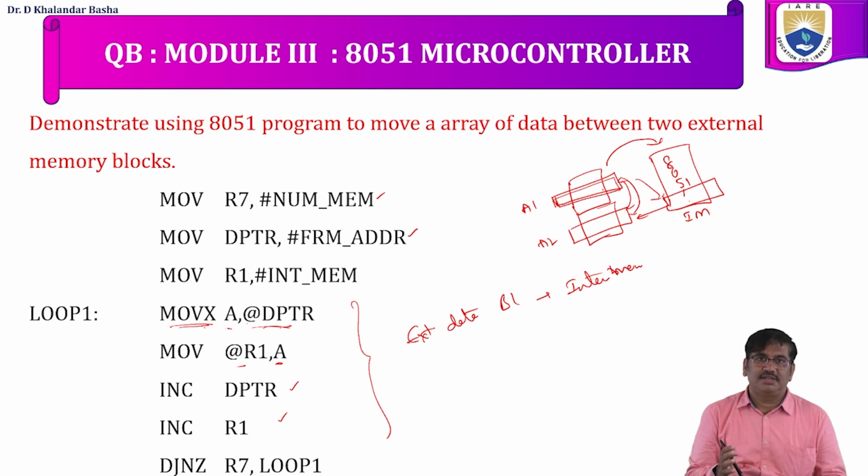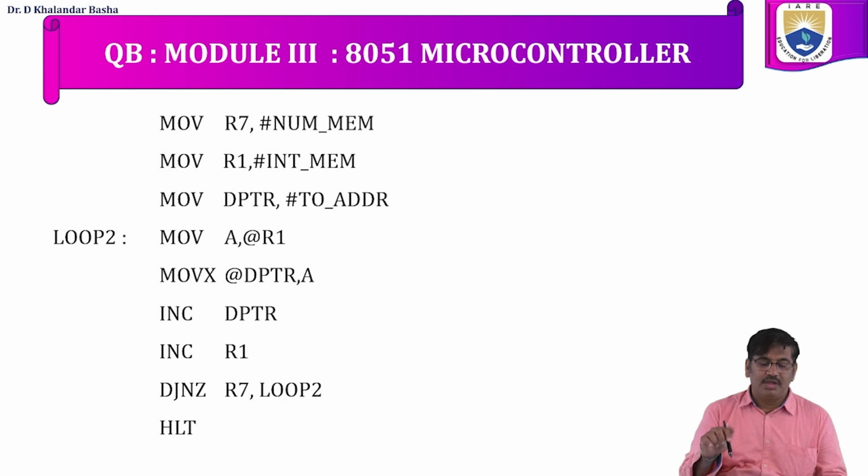The task is we want to copy from external to external. So we have done till external memory to internal. Then next we go for internal memory to external memory block 2. Again we load R7 with how many memory locations we want to transfer. R1 will be loaded with the starting internal memory address. Next, DPTR will be loaded with the target location, that is, from where to where we want to copy. The two addresses are going to be loaded into DPTR.